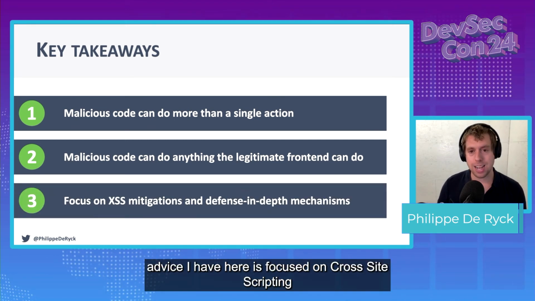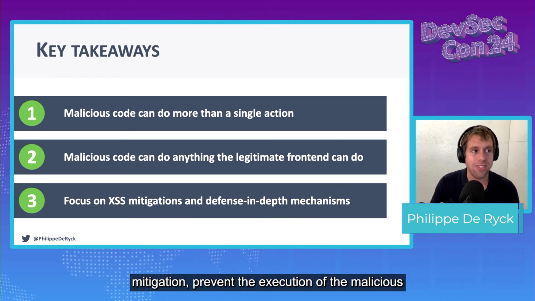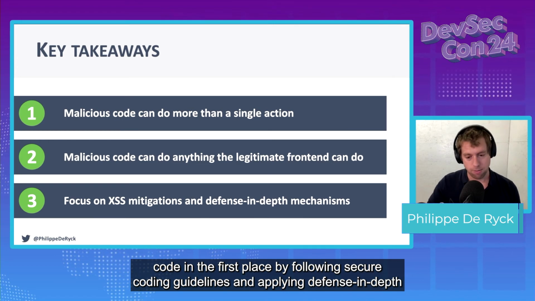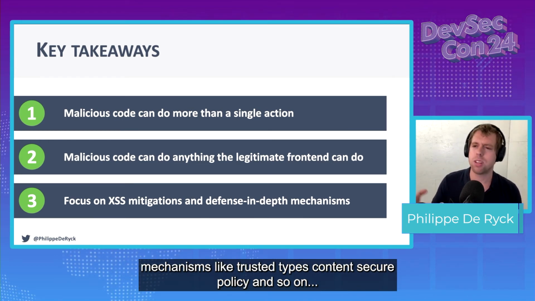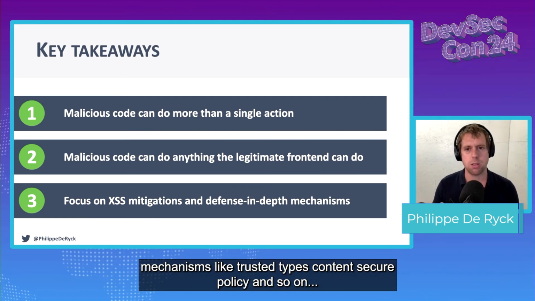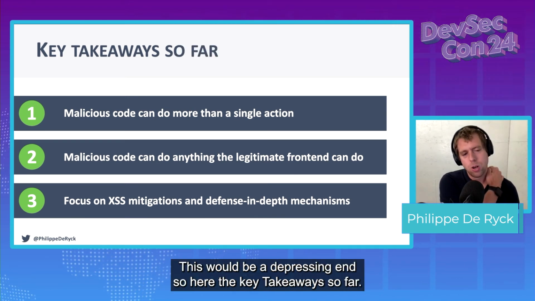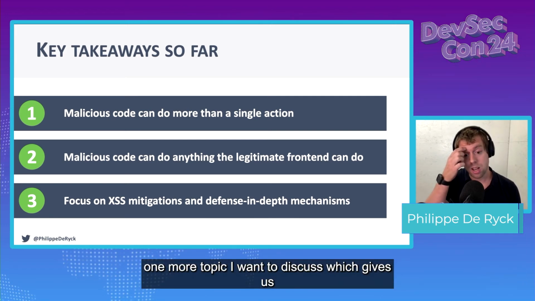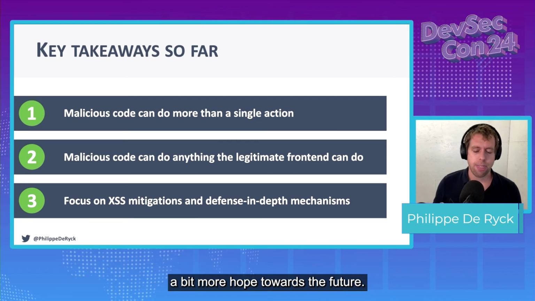The best piece of advice I have here is focus on cross-site scripting mitigations, prevent the execution of the malicious code in the first place by following secure coding guidelines and applying defense in-depth mechanisms like trusted types and content security policy, and so on and so on. All right. Well, I'm not done yet. This would be a very depressing end. So these were the key takeaways so far. I have one more topic I want to discuss, which gives us a bit more hope towards the future.